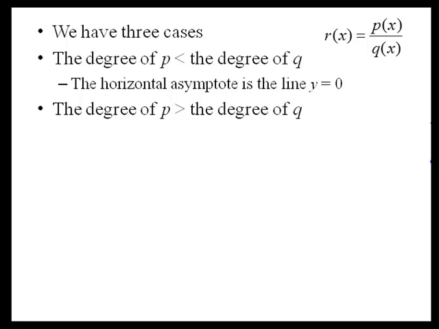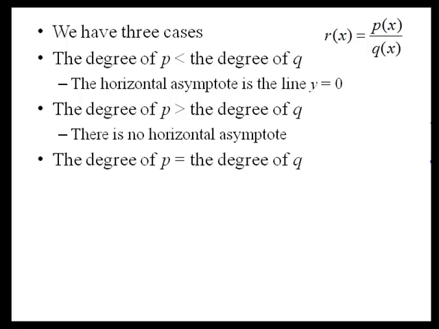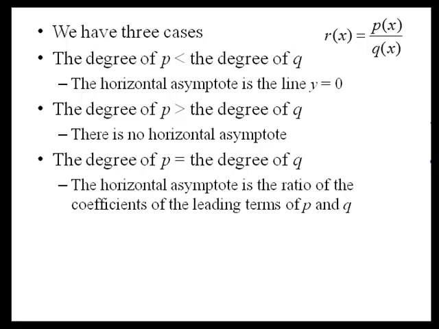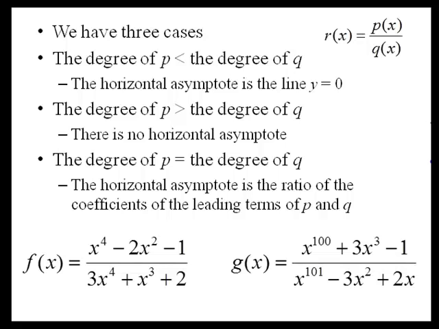If the degree is larger on top than the degree on the bottom, there's no horizontal asymptote. Finally, if the degree of p is equal to the degree of q, then the horizontal asymptote is at what is called the ratio of the coefficients. So let's take a look at the cases where we do have a horizontal asymptote.